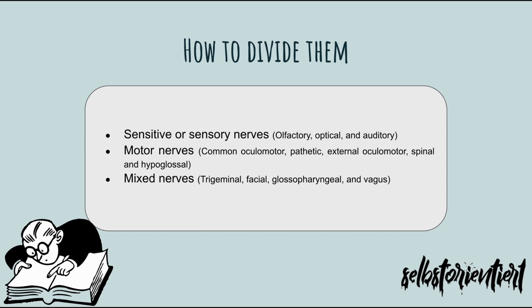So let's summarize that. You have three main categories you can divide the brain nerves in: the sensitive or the sensory nerves, which are the olfactory, the optical, and the auditory. Then you have the motor nerves, which are the common oculomotor, the pathetic, the external oculomotor, the spinal, and the hypoglossal. And then you have the mixed nerves, which are not really fitting in one of each categories. So you have the trigeminal, the facial, the glossopharyngeal, and the vagus.